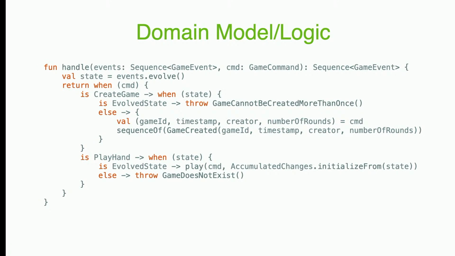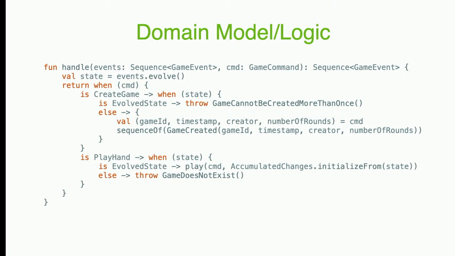Okay, so now that I have my evolved state here, I switch over my commands with when, and see if the game is created. Remember, this is evolve state or null, because it returns null if I have no events at all in my event store, as is the case when you create a new game, right? So if I have a state already, I just throw "game cannot be created more than once", because then I know something's wrong. Otherwise, I just return a sequence of game created. There's not much more here.